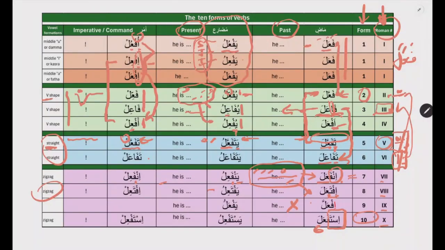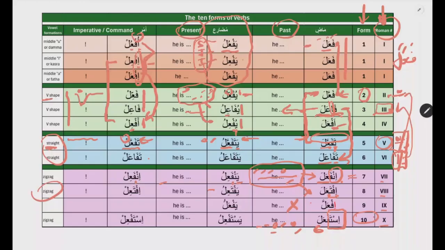This one you just ignore. And here istafala is the same. Well, in a sense, because there's extra letters, you will have to have an extra vowel as well there. So this is an extra thing that comes in particular in this form 10.